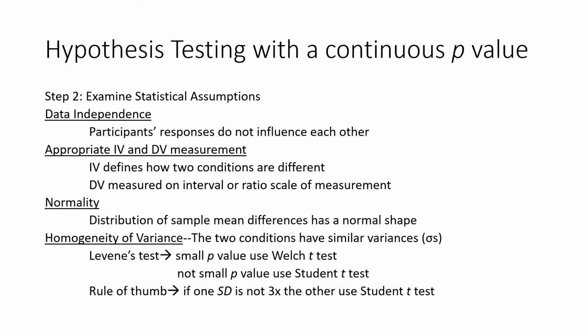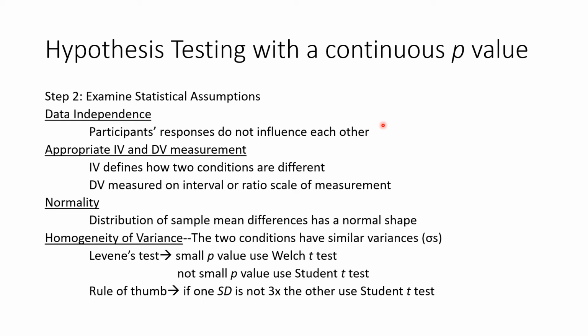The second step is to examine the statistical assumptions. Data independence is the idea that one person's responses are not influenced by a different person's responses. So in this case, we just would want to make sure that one person maybe isn't copying off another person or something. So in an independent samples design, you just want to have good procedural control to make sure that each individual person's responses are independent of anybody else's.